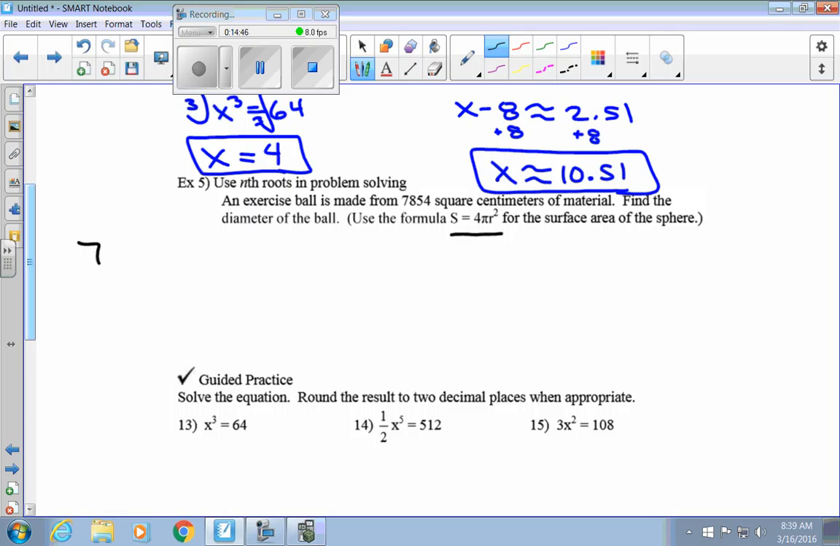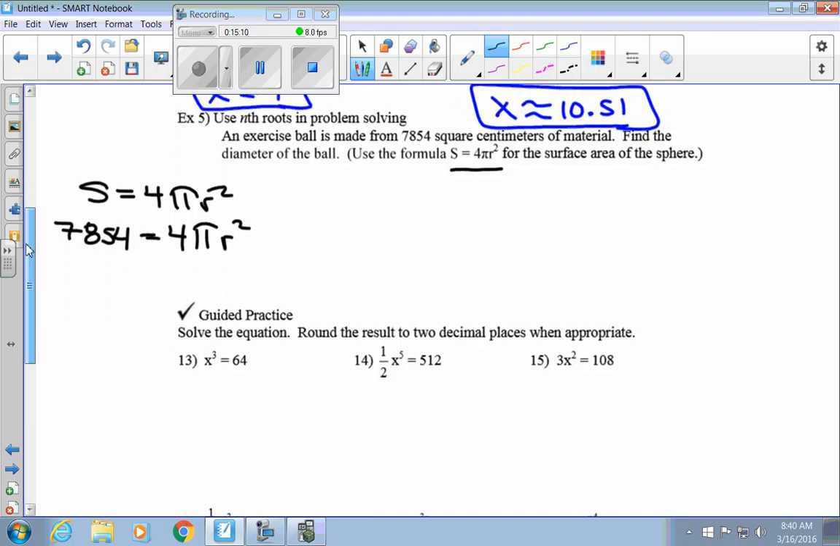Well, let's write the formula first up here, and we'll just plug our numbers in. S equals 4 pi r squared. So it's 7,854 square centimeters equals 4 pi times r squared. And our goal is to solve for r squared.